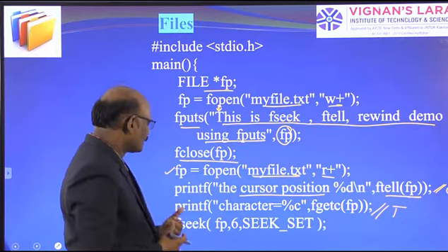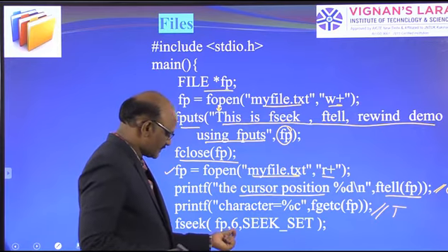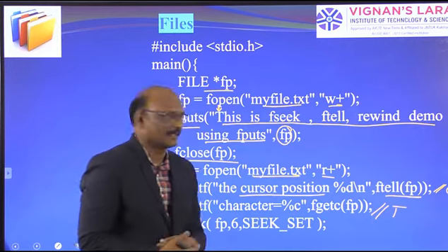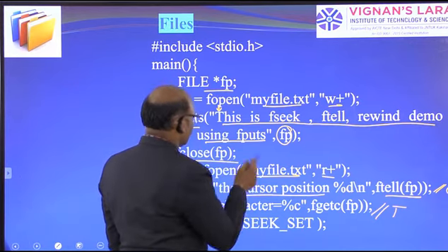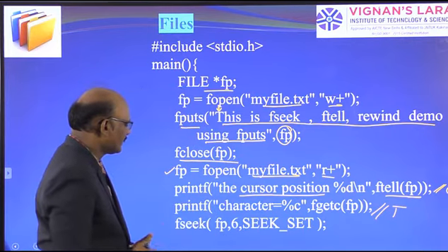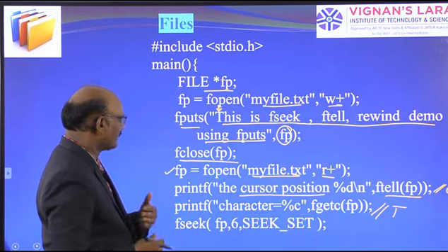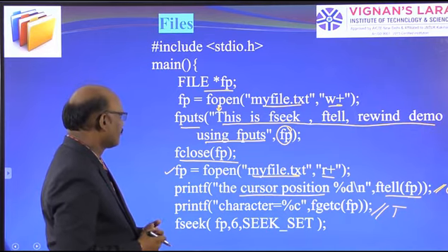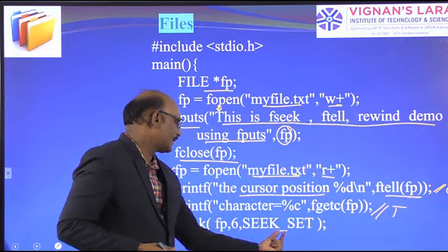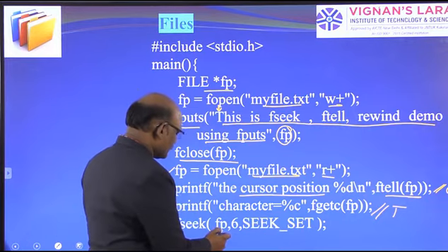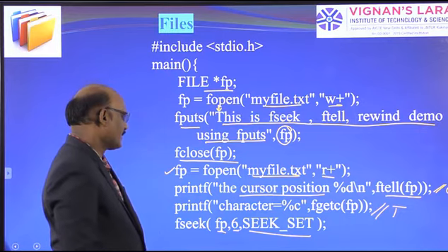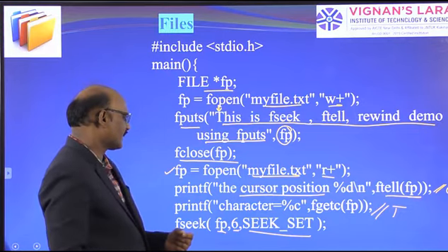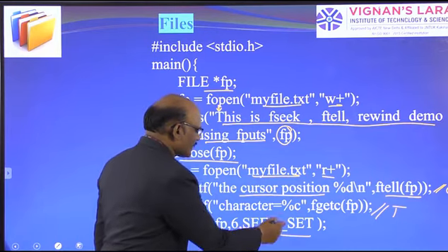Now I want to move the file pointer 6 bytes forward from the beginning of the file. For that, first fseek of fp, 6 bytes from where? SEEK_SET, or 0, the beginning. I want to move the file pointer 6 bytes forward from the beginning. That is why SEEK_SET, or you can use 0.